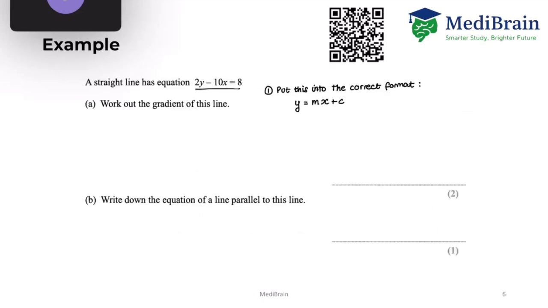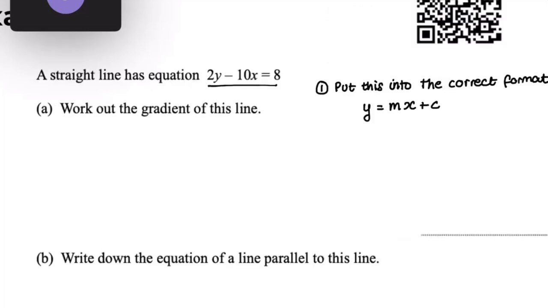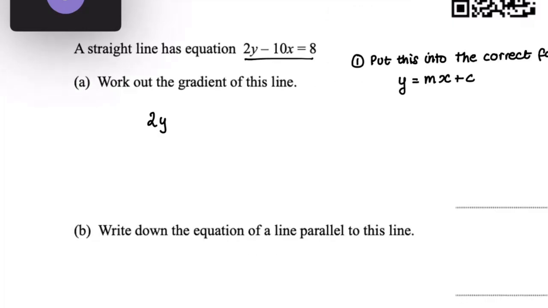Going back to this line, work out the gradient of this line. It's y equals mx plus c, and we need it in the correct format. At the moment, we don't have it in the correct format, so we're going to bring it into the correct format. We want y to be by itself on one side and everything else on the other side. So let's get rid of the minus 10x by adding 10x to both sides. So it's going to be 2y on this side, and that's equal to 8 plus 10x.